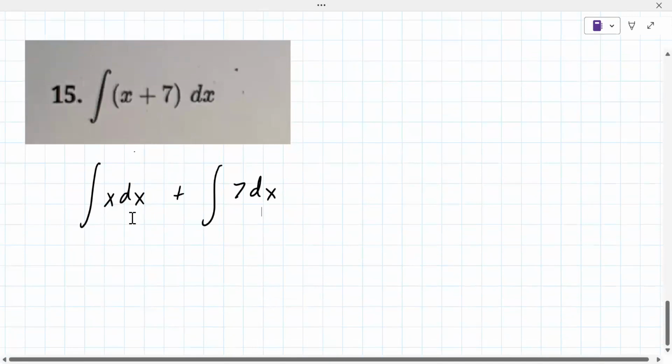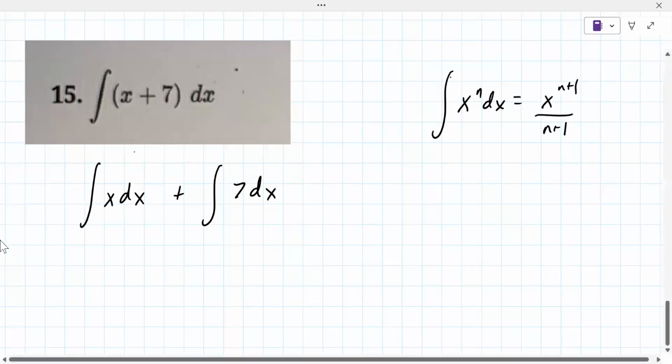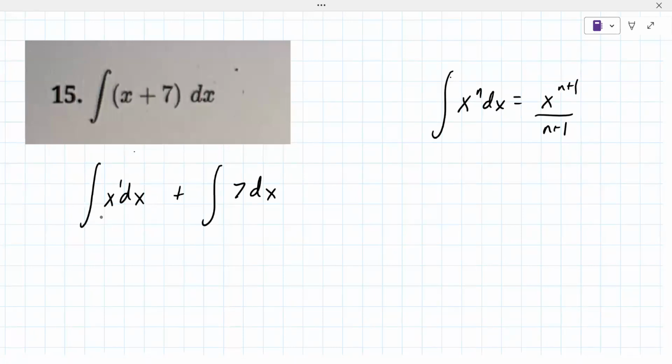So this first one is that power rule. That's the integral of x to the n dx becomes x to the n plus 1 over n plus 1. Could you tell me what the integral of this is over here on the left, please, based on that simplified form? So it'd just be x to the 2 over 2. Like 1/2 x squared. Good.